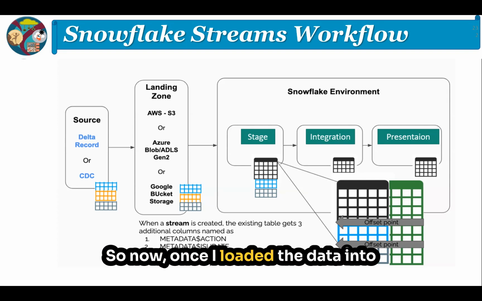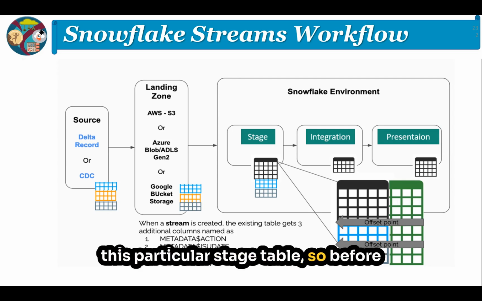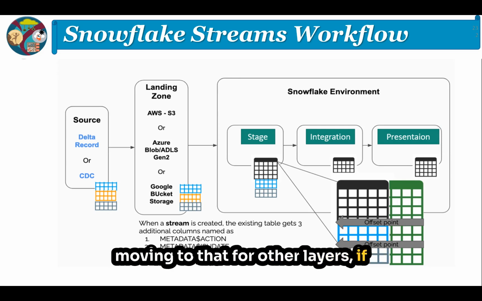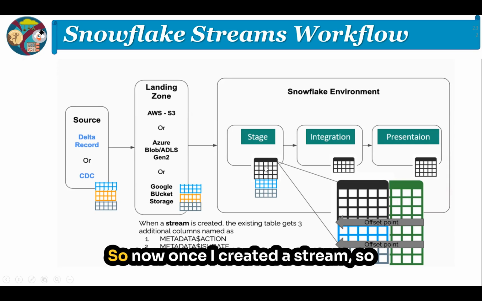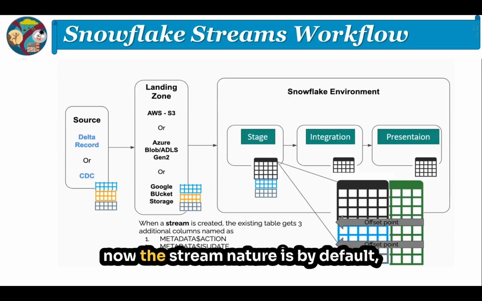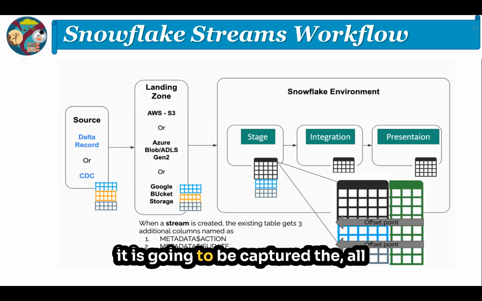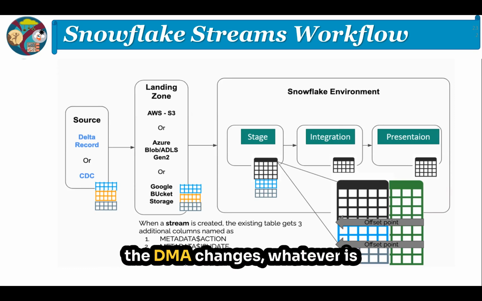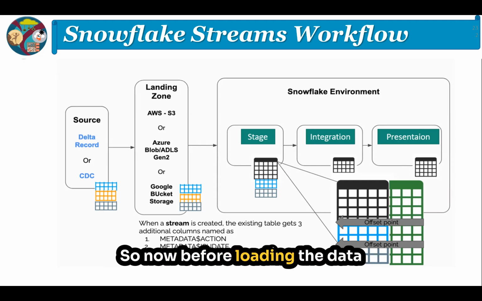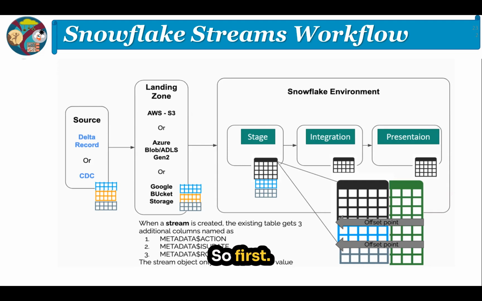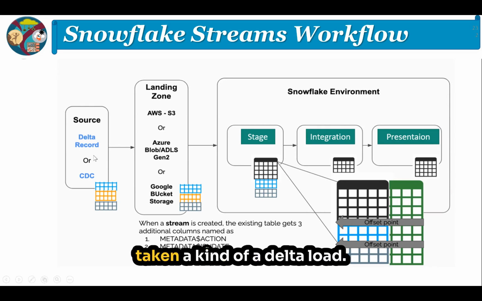Once I have loaded the data into this particular stage table, before moving to the further layers, if I want to capture the changes, I am going to create a stream on this particular table. The nature of a stream is that, by default, it captures all the DML changes happening on that table. So before loading the data into the integration table, I first need to load the data into the stage table. Just as an example, I have taken a kind of delta load.